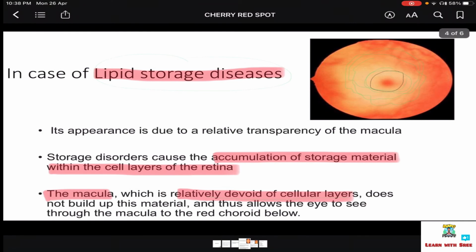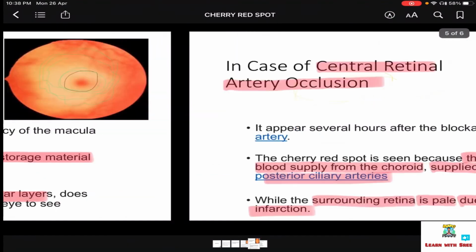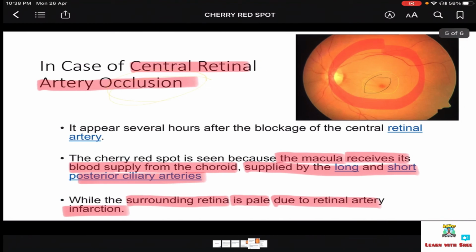Now coming to the two important causes. One is lipid storage diseases. In lipid storage disease, there is accumulation of storage material in the cell layers of the retina, and the macular region is devoid of any cellular layer, so there will not be any accumulation, and we can see through that part the underlying choroid shining. In central retinal artery occlusion, there is a difference in blood supply of the macula and the surrounding retina. The macula is supplied by the long and short posterior ciliary arteries of the choroid, and the pale surrounding retina is supplied by the central retinal artery. So we can see through the macula because it is getting its blood supply from the choroid.